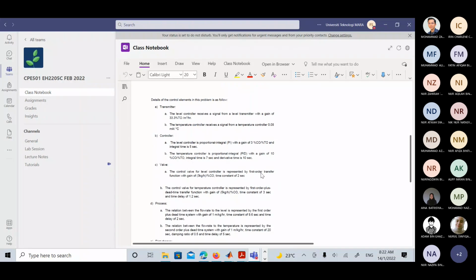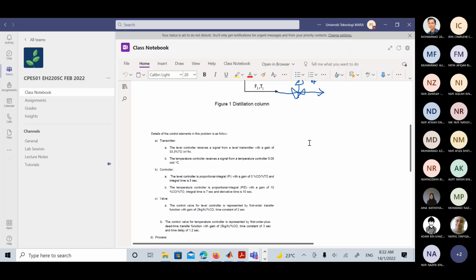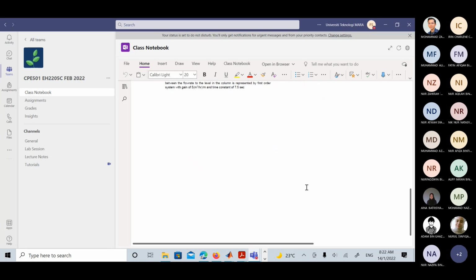Alright, so what are the elements in a block diagram? Basically, we transfer back the information from the above feedback controller into a block diagram. Alright, so detail has been given as follows. The block diagram will consist of the transmitter element, controller element, valve, process, and also a disturbance. So, alright, I will show you the block diagram loop.